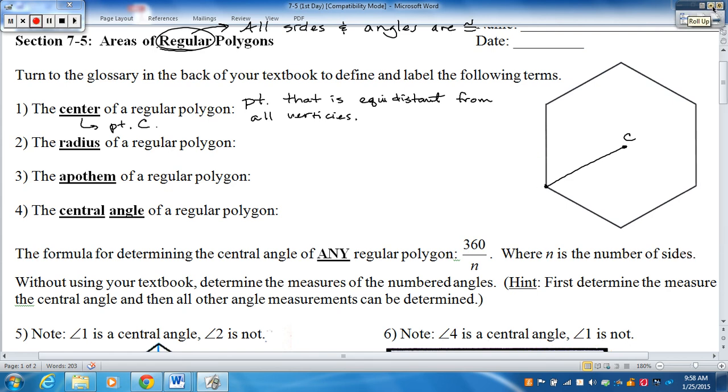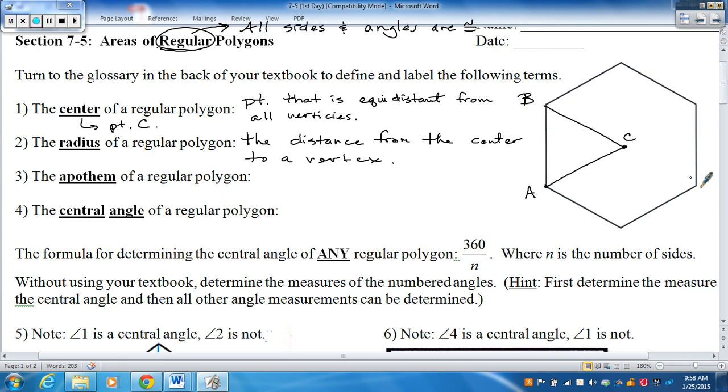So let's write that down. The distance from the center to a vertex. And so this could be considered a radius. This could be considered a radius. In fact, any of these could be considered a radius, depending on how you want to look at it. So they are all of equal length because that distance will always be the same. So I'll make a little note here that the radius length is going to be AC, or you could say BC, it doesn't matter, those are all radii.